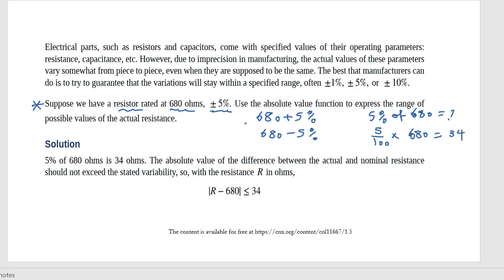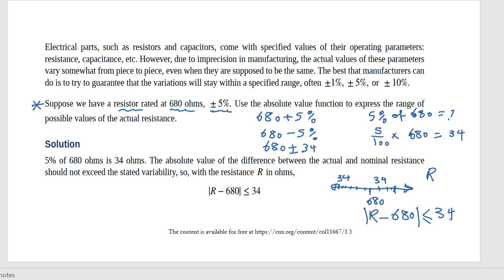So the resistance is between 680 plus minus 34. 680, 34 units to our right and 34 units to our left. The resistance could be any number between these numbers. If we call it R, then R can be anywhere here. So we can write absolute value of R minus 680 is less than or equal to 34.